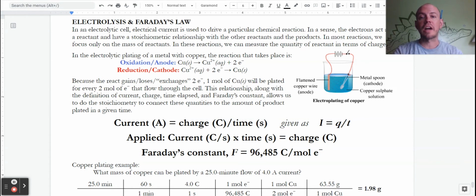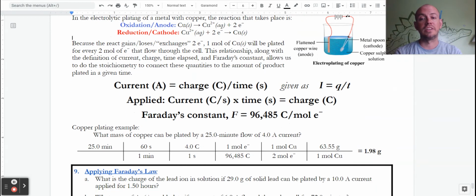So that means 1 mole of copper is plated for every 2 moles of electrons that flow throughout the cell, which is why I changed from silver to copper right here. Understanding what that means, along with Faraday's constant, what current is, and all these other equations, allows us to do stoichiometry to think about how much copper we can produce.